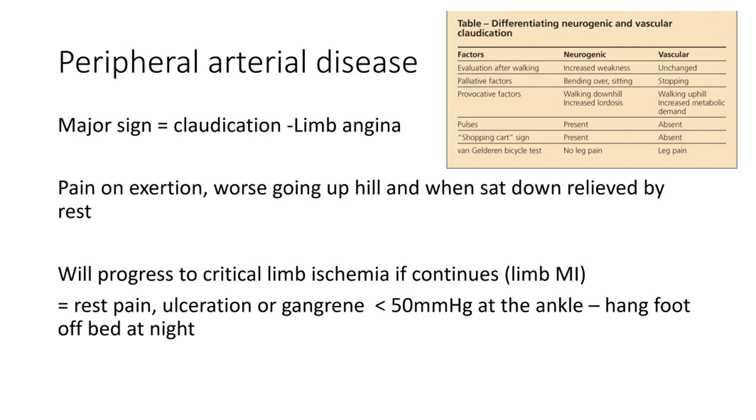When you have this disease, it's the same as clogged up arteries anywhere, like coronary arteries. It will progress and can go on to a thing called critical limb ischemia, like a limb MI. It's exactly the same kind of progression that you might see in the heart, where you would get rest pain, ulcer formation, gangrene, and that's maybe at something less than 50 millimeters of mercury at the ankle blood pressure. These patients may say they need to hang their foot off the bed at night to relieve it.